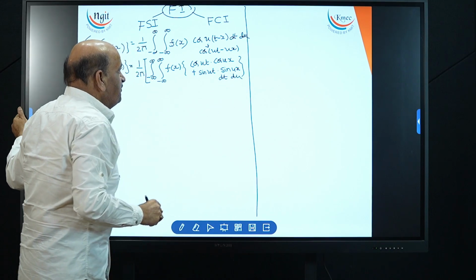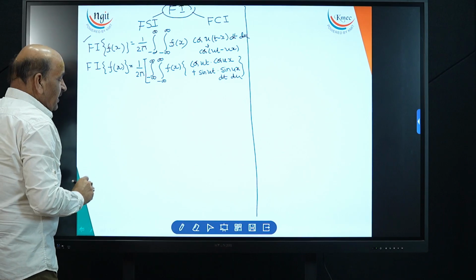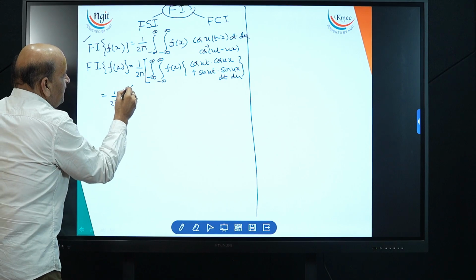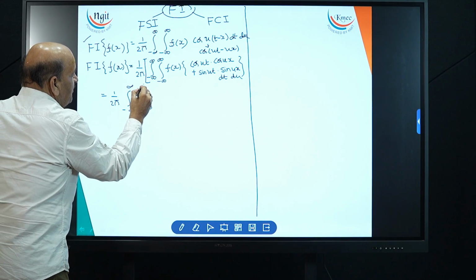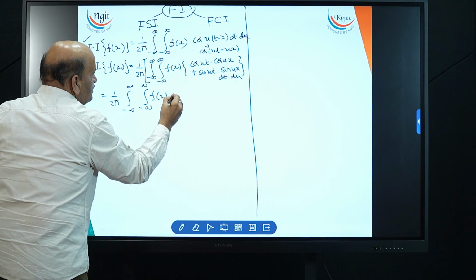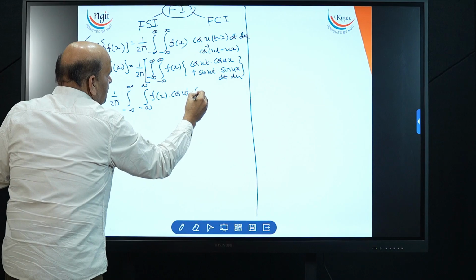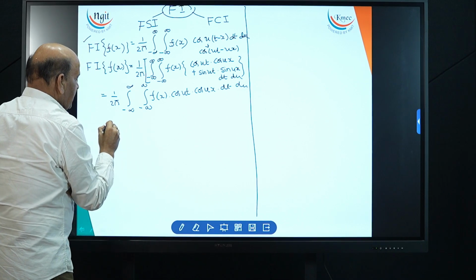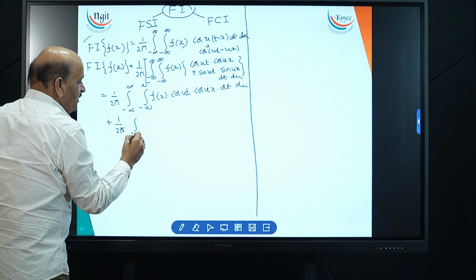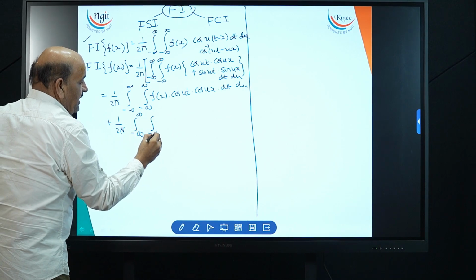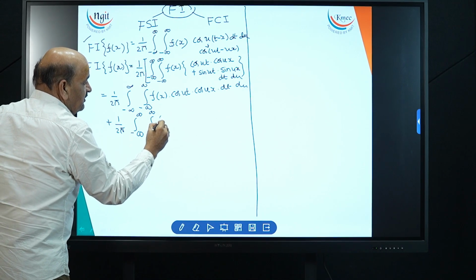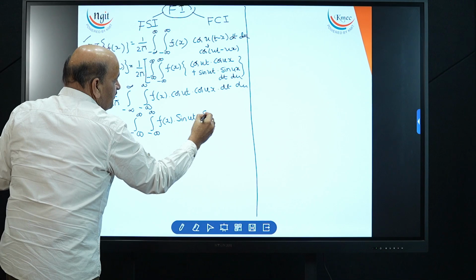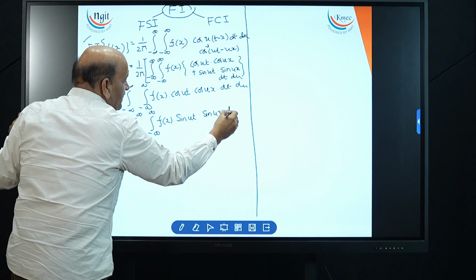Now just look at, it is split into 2 terms. So this is equal to 1 by 2 pi integral minus infinity to infinity, integral minus infinity to infinity, f of x into cos ut into cos ux dt du, plus the same thing, 1 by 2 pi minus infinity to infinity, again minus infinity to infinity, f of x into sin ut into sin ux, that is dt du.